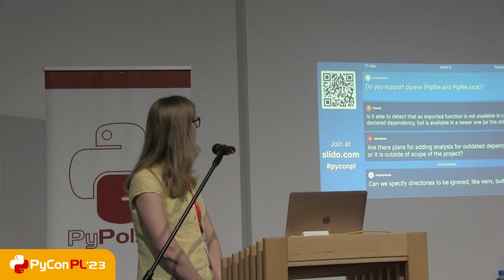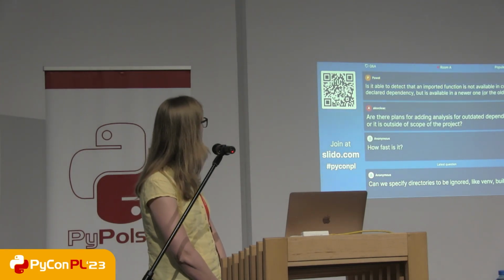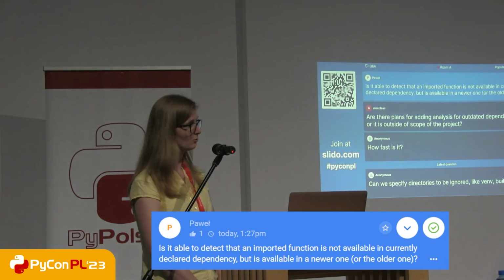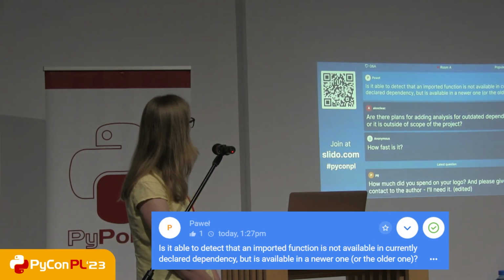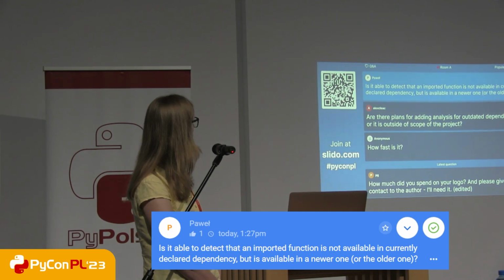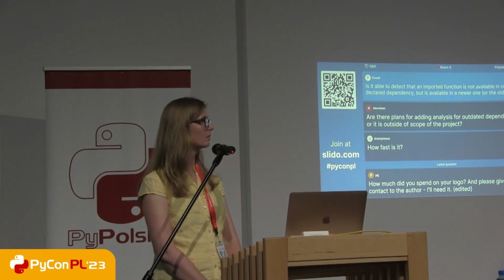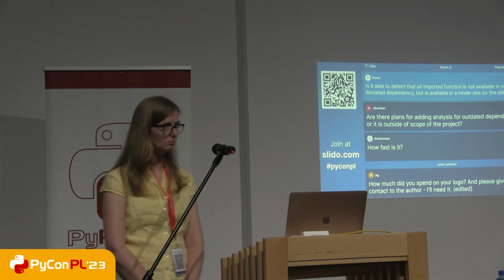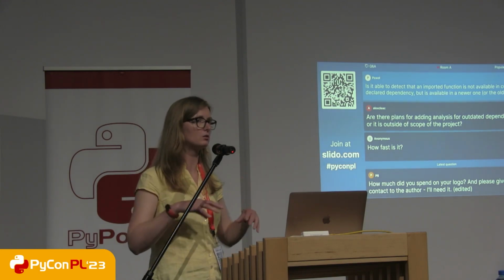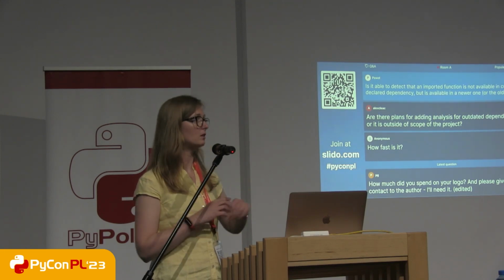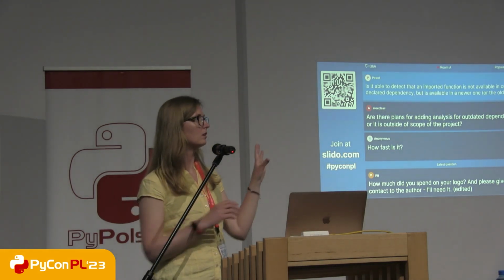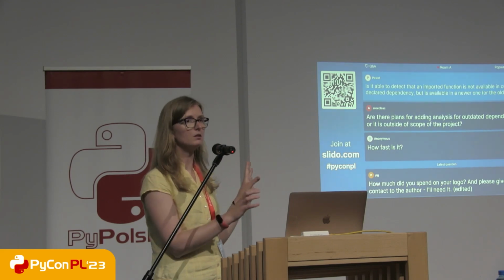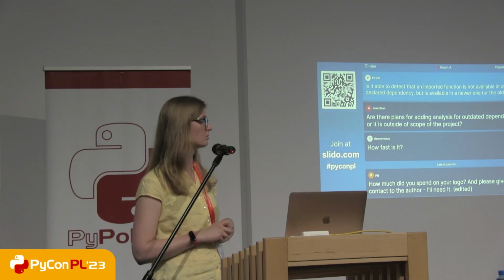Is it able to detect that an imported function is not available in the currently declared dependency, but is available in a newer one or any other? Okay, about the function, no. Because, again, FawltyDeps does not go as deep as to understand which functions your module exports. But if you happen to have a module A that in the previous version exported my A, and in the next version it exports my B, then it will be figured out by FawltyDeps. Okay.